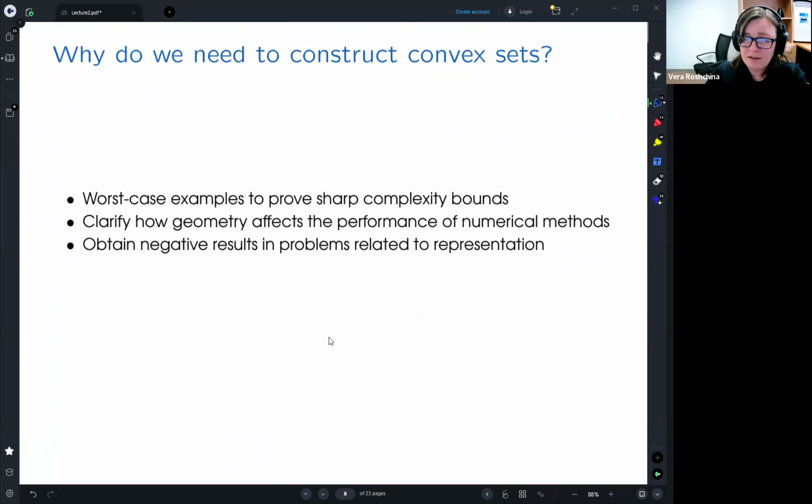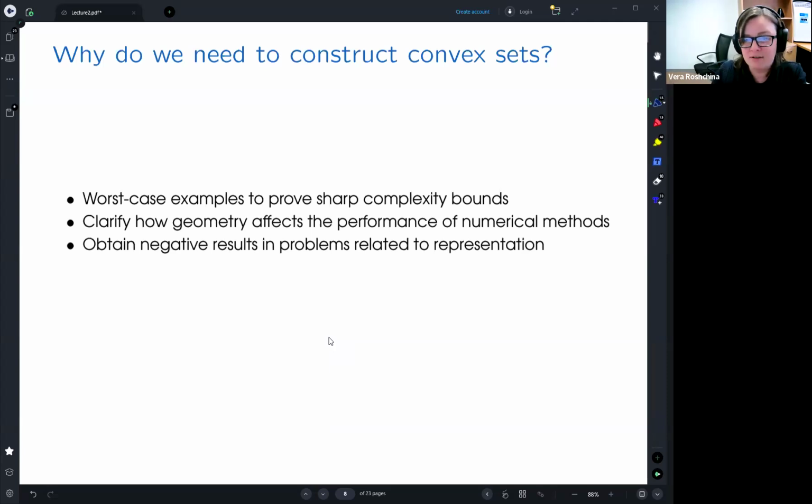So this constructive approach to convex sets can help, for example, with building worst-case examples to prove complexity bounds. You can think about some very well-known examples like the Klee-Minty cube for linear programming. It's a whole set of examples that shows that no matter what version of the simplex method for linear programming we take, we can produce a polyhedral set for which the simplex method will perform badly.